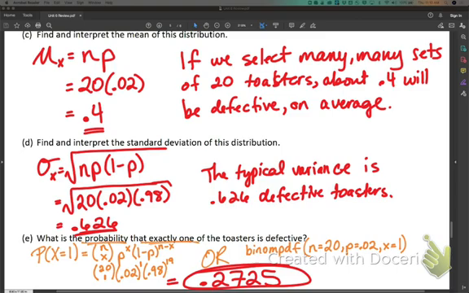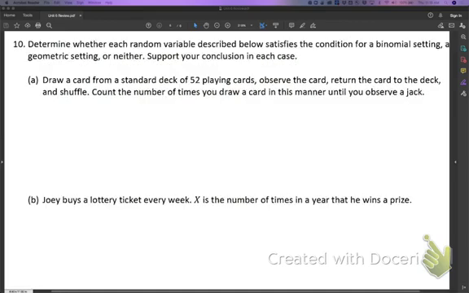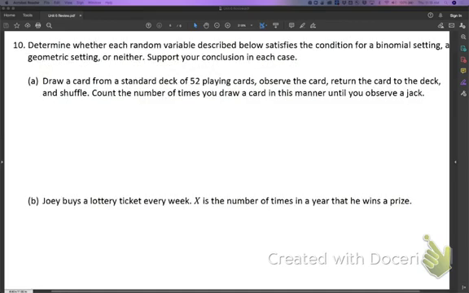All right, let's look at the last problem. Determine whether each variable below is binomial, geometric, or neither. Draw a card from a standard deck of 52 playing cards, observe the card, and return the card to the deck. That's important. And shuffle. Count the number of times you draw a card in this manner until you observe a jack. Looks like we have a clear success and failure. Success is I have a jack. Failure is not a jack.